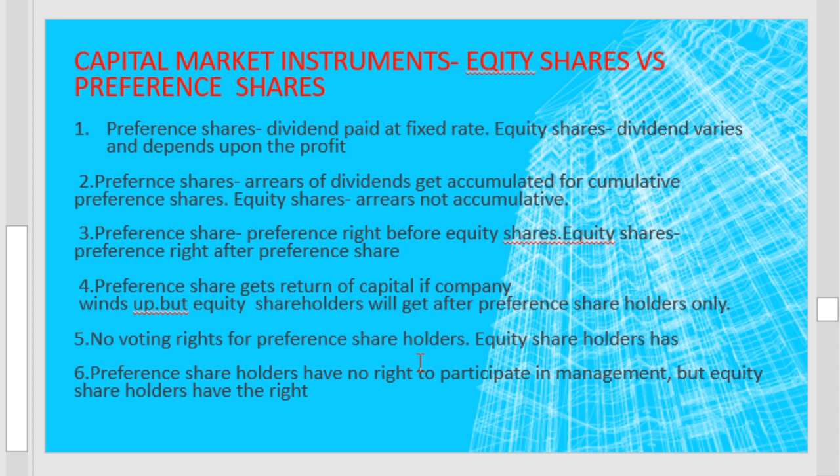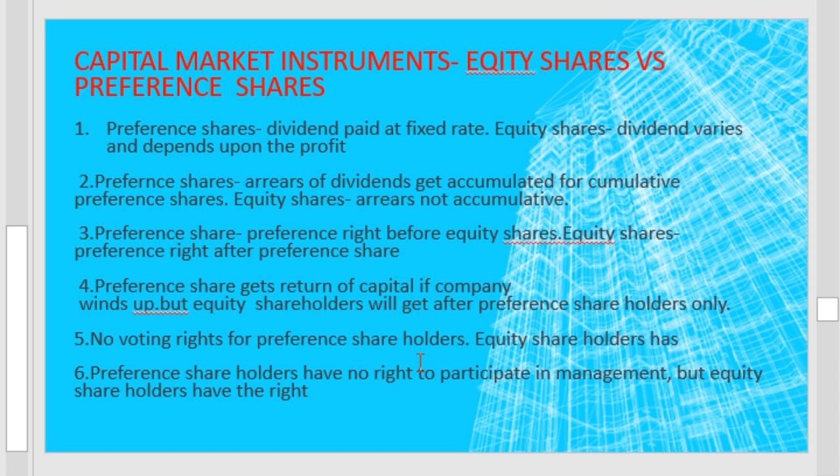It varies, and it depends upon the profit. This is the first difference between preference shares and equity shares: in the case of preference shares, dividends are fixed, whereas in the case of equity shares, the dividends are not fixed and depend upon the profit. The second difference is that in the case of preference shares, the arrears of dividends can be accumulated, but in the case of equity shares, no such accumulation is possible.